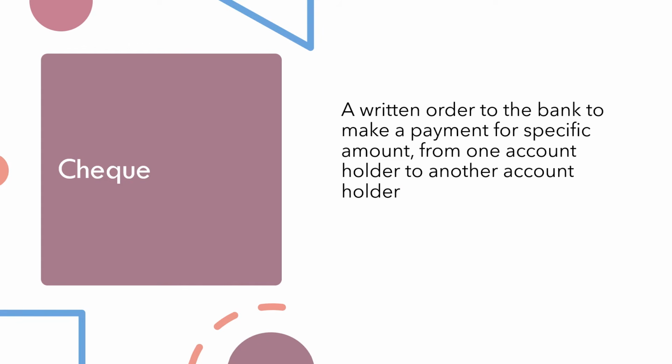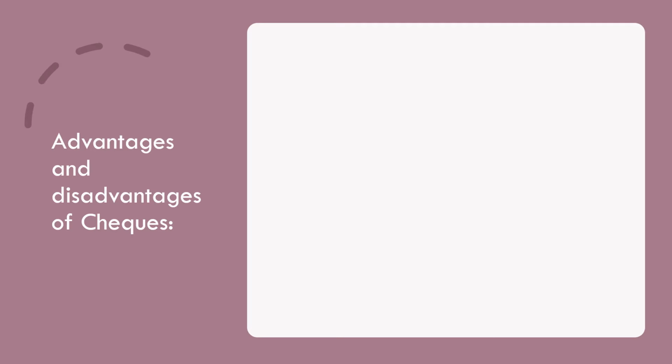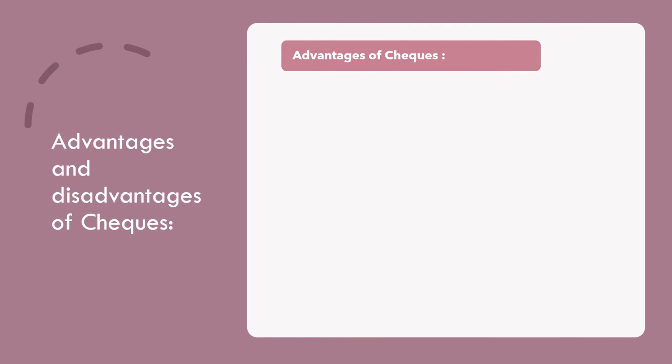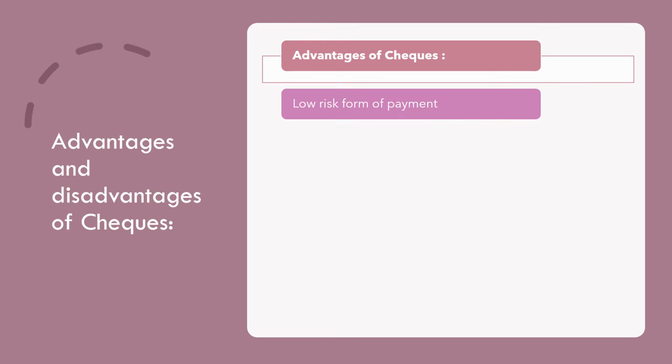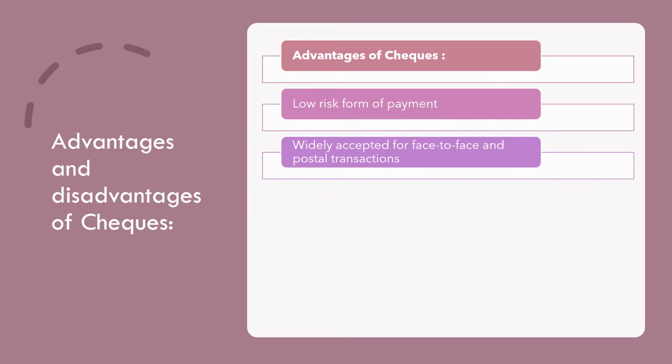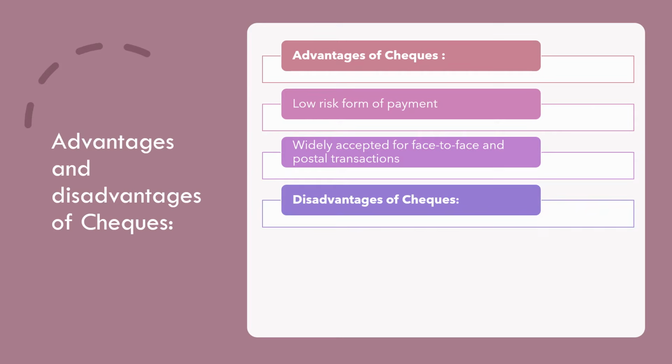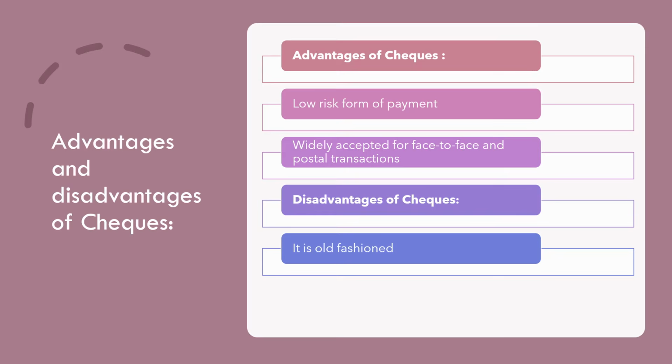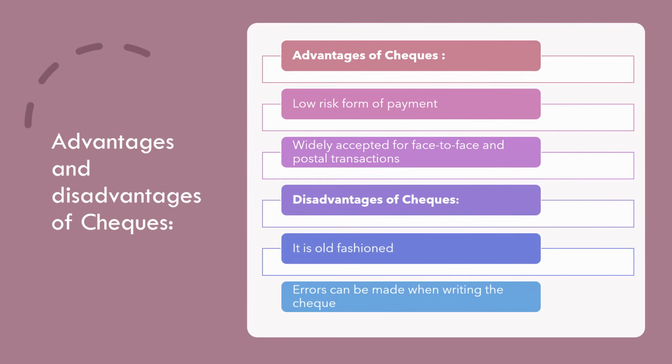A check. A check is a written order to the bank to make a payment for a specific amount that goes from one account holder to another account holder. What are the advantages and disadvantages of a check? The advantages of a check are that it's a low-risk form of payment. It's widely accepted for face-to-face and postal transactions. However, the disadvantages of a check are that it's old-fashioned, which means that not that many people use it anymore. And errors can be made when writing the check.